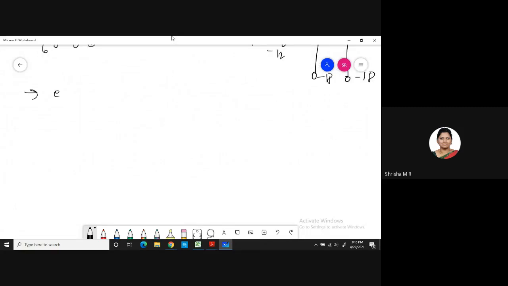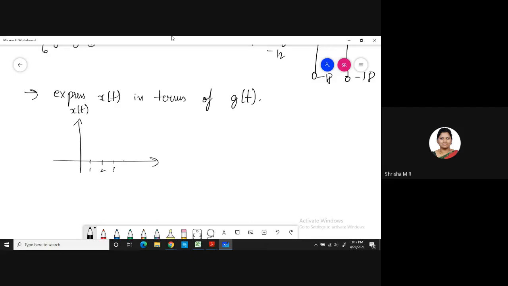So now we shall see one more type of problem. That is, express x of t in terms of g of t. They will give you x of t and g of t, and they are asking you to express x of t in terms of g of t. So we shall see what is x of t first. So 1, 2, 3, 4, 5.